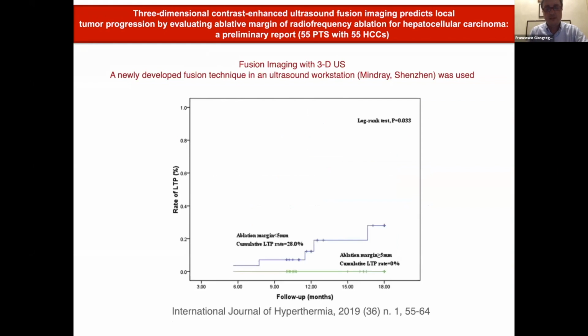And this is the ROC curve, in which you can see that an ablation margin of less than 5 millimeters gives much more new local HCC in comparison with an ablation margin of more than 5 millimeters. So this aspect of the safety halo is very, very important.